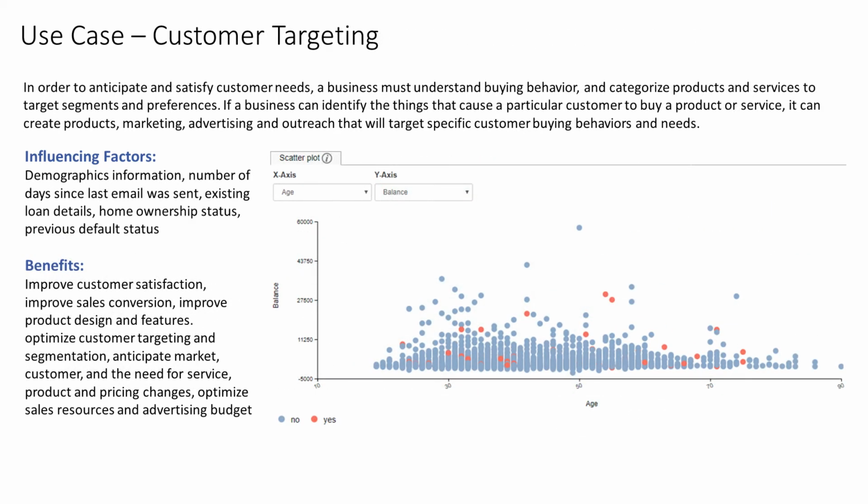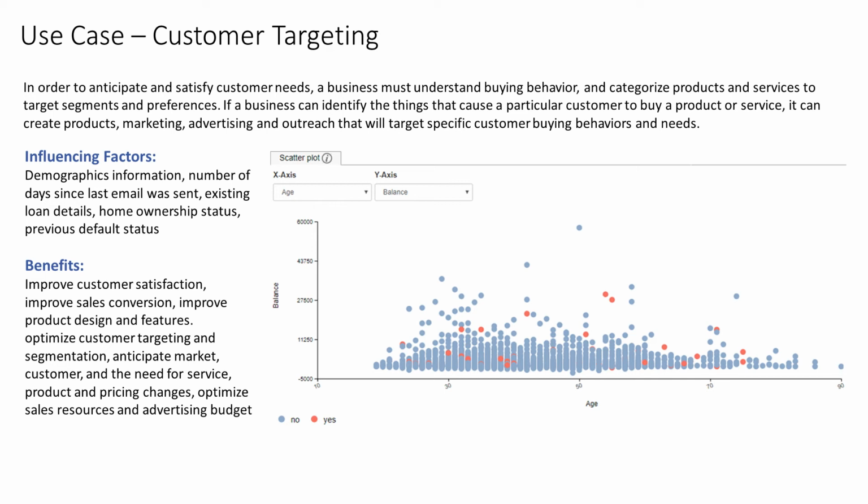Now let's look at customer targeting. In order to anticipate your customer needs and target customer and market segments, your business must identify things that cause a specific customer to make a buying decision, so it can create products, add features, market and advertise appropriately, and reach out to customer targets with personalized messaging. To accomplish this analysis, the enterprise can look at customer demographics, the type of outreach they're currently doing and how much response they're getting, customer feedback, and other data.